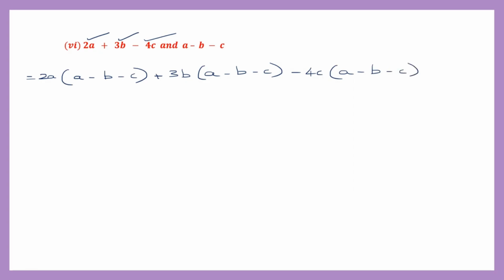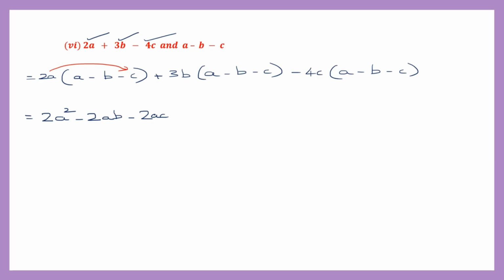So now let's work out 2a into a. So this is simple. 2a into a is a square. So we finish with this. Let's multiply with the next one, that is 2a into minus b. The sign will be minus. 2 is the number. A into b is ab. Let's go on to the next one. Let's multiply 2a into minus c. So the sign is minus, the number is 2, a into c is ac.